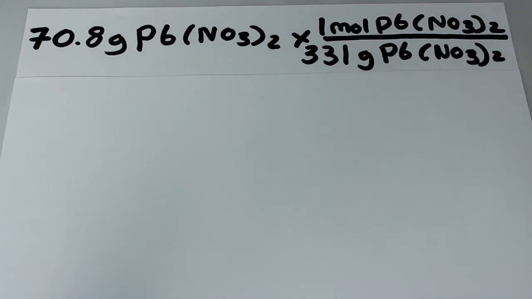Okay, so now we know the molar mass of lead nitrate. The next thing we can do is organise this part of the calculation to include a conversion factor that will allow us to cancel out the unit we don't want for our answer to this part of the calculation.